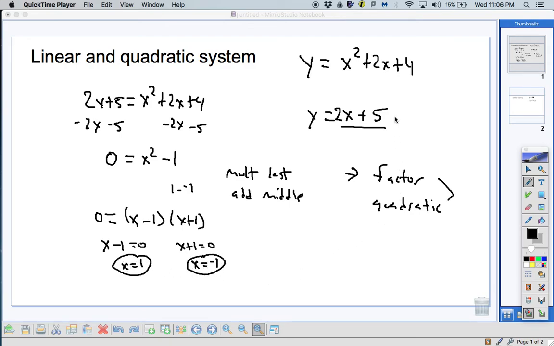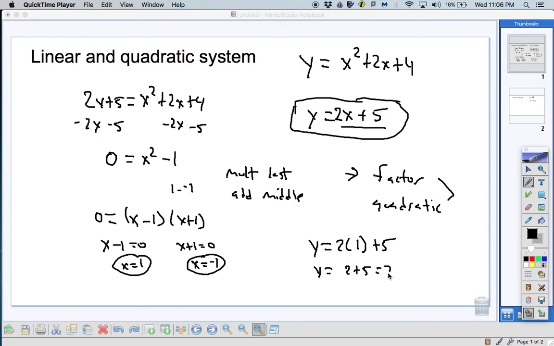And now what we're going to do is plug it back in here. I would recommend that you take the easier linear one, but you can plug in either one. Well, I'm going to plug it in here and see what y is. So when x is 1, I get 2 times 1 plus 5. We got 2 times 1 is 2, and 2 plus 5 is 7. So one answer is when x is 1, y is 7. So that's one solution. Okay, and we're going to write it as a point, so we're going to write that as 1 comma 7. So when x is 1, y is 7.